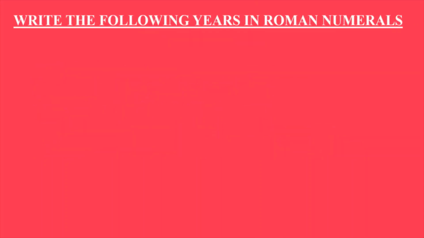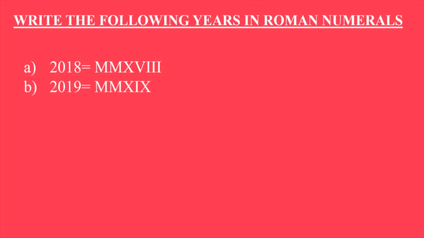Write the following years in Roman numerals. Interesting, isn't it, children? 2018. So 2 times 1000. X is 10. VIII. That is 8. So MMXVIII.